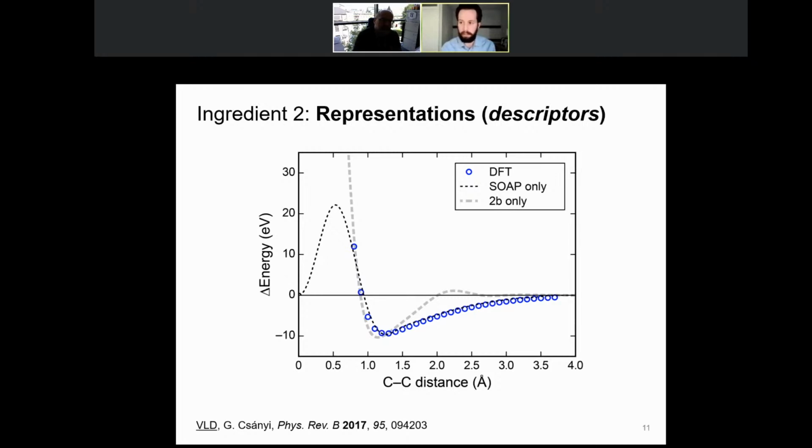We've then experimented with various combinations. So we mixed in a three-body term. This is again for carbon. And then if you combine the two-body, three-body, and the SOAP, you get a good potential model.